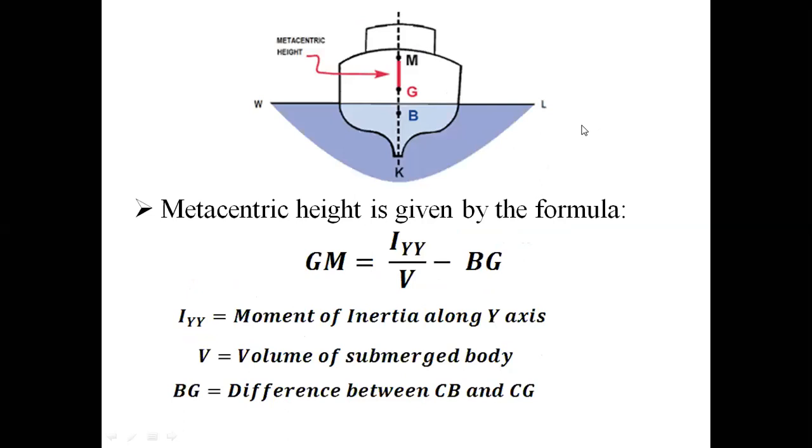If the metacentric height you get is negative, then the metacenter, this M, is going to lie below the center of gravity. If the GM is 0, then the metacenter coincides with the center of gravity. So simply we can say that stable means the GM value will be positive. Unstable means the GM value will be negative. Equilibrium means the GM will be 0.